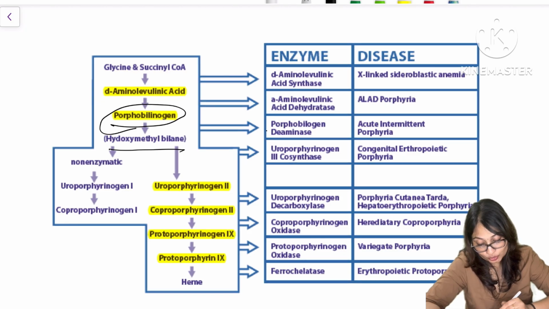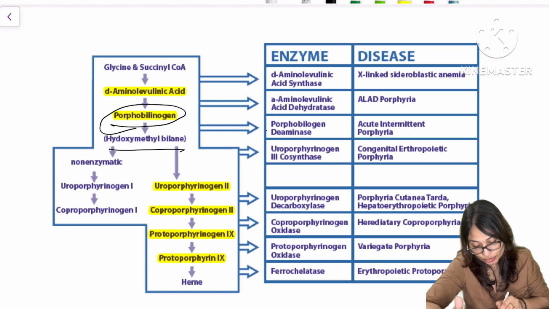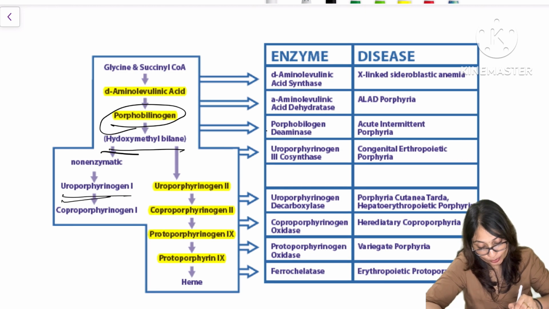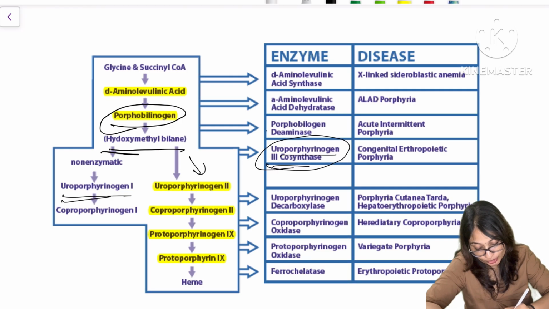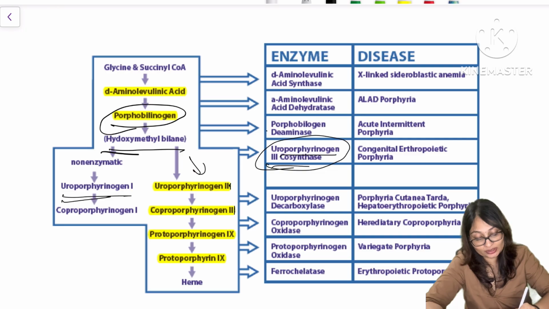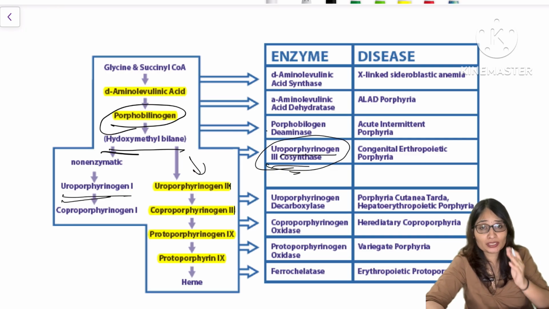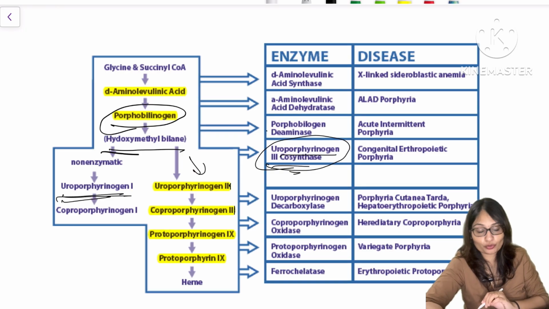HMB, there is non-enzymatic, spontaneous conversion of HMB into uroporphyrinogen 1 unless this is acted upon by uroporphyrinogen 3 cosynthase. If this enzyme comes in, this is actually 3, not 2, so this gets converted to uroporphyrinogen 3. In the absence of this enzyme, this automatically, non-enzymatically gets converted to uroporphyrinogen 1.